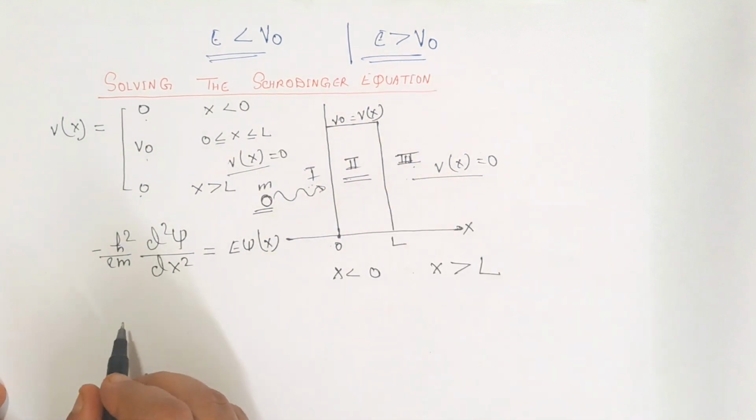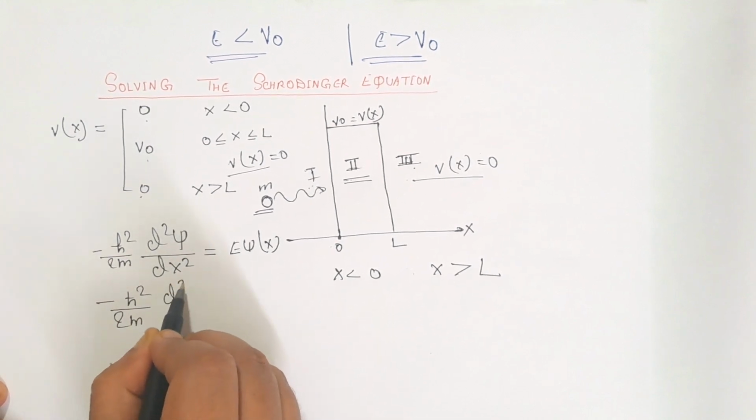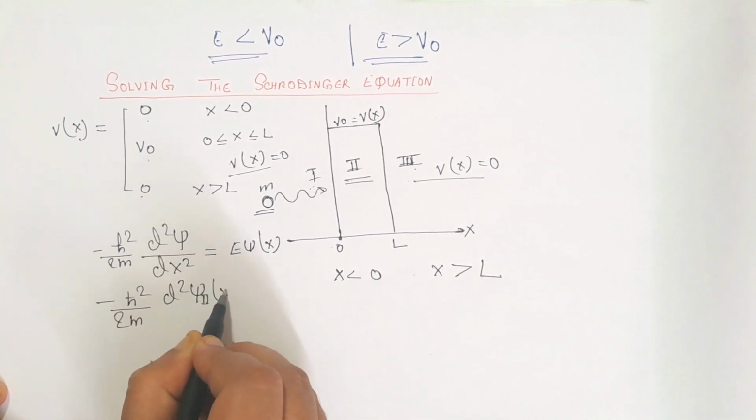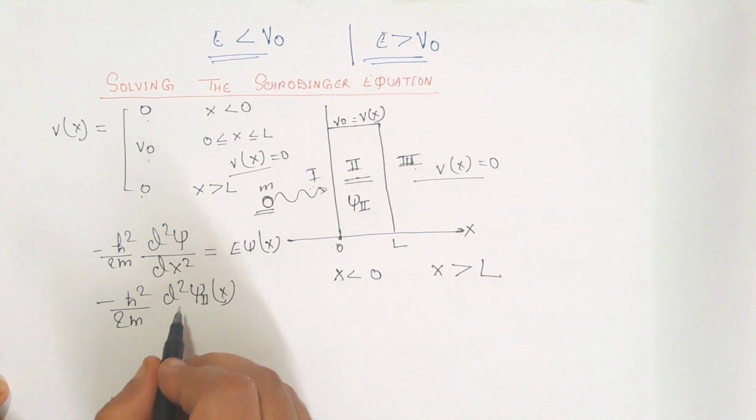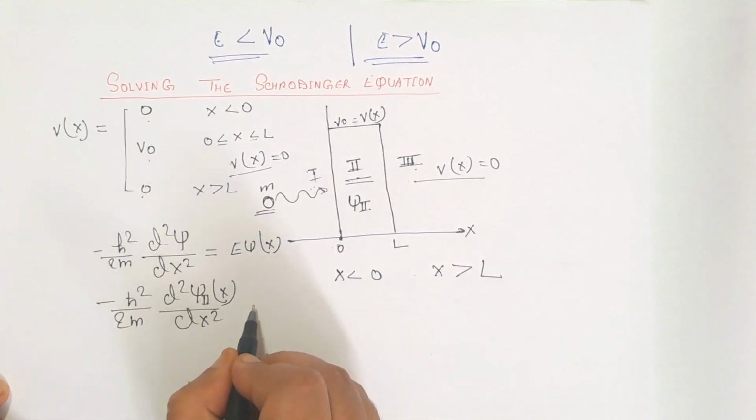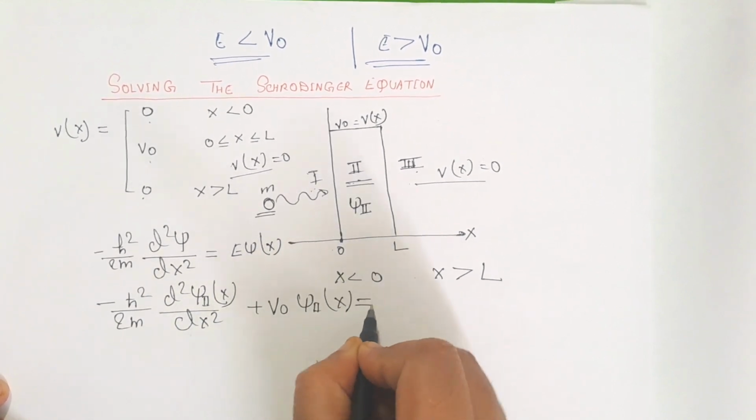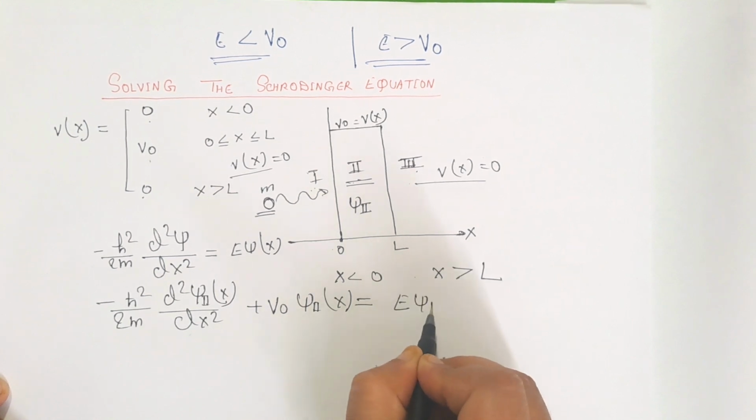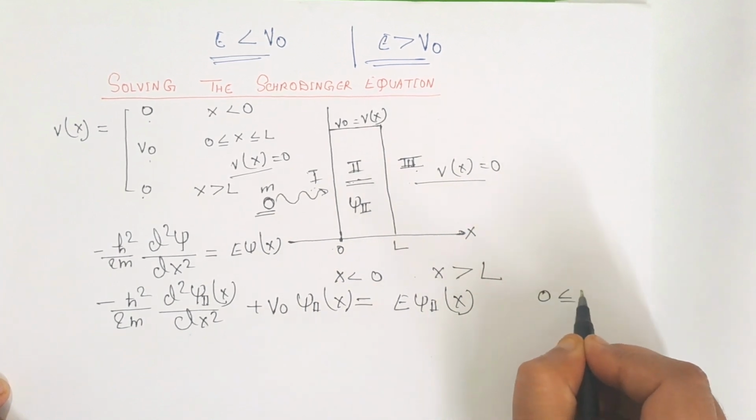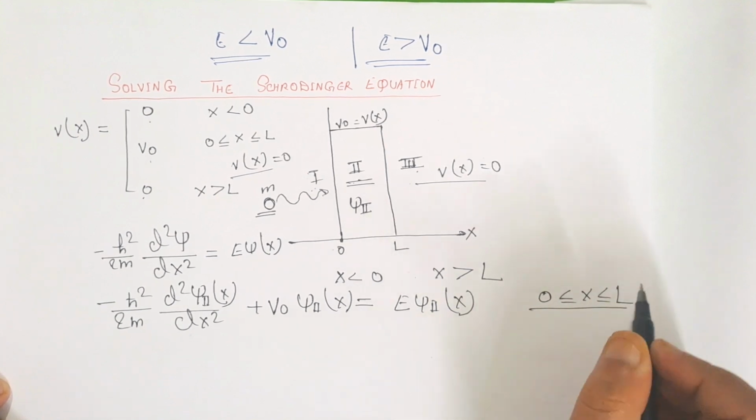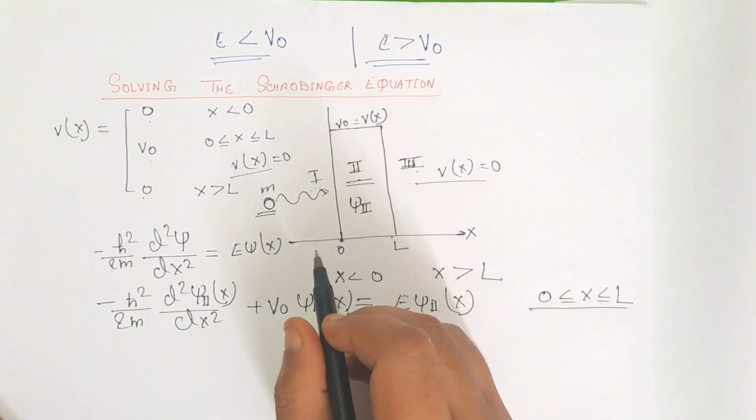Again for region 2, the Schrodinger equation is minus h bar square by 2m d2 psi 2(x), where psi 2 is the wave function for region 2, divided by dx2 plus V0 psi 2(x) is equal to E psi 2(x). This is for region 2, from x equals 0 to L.